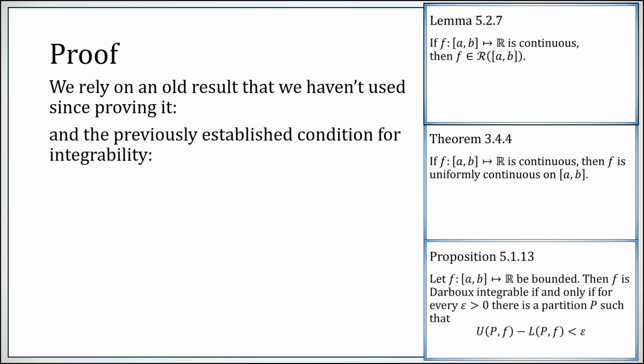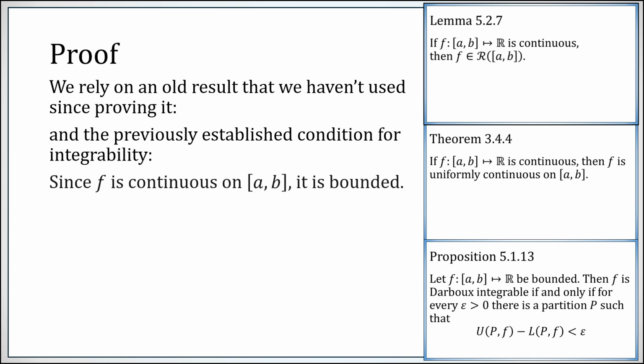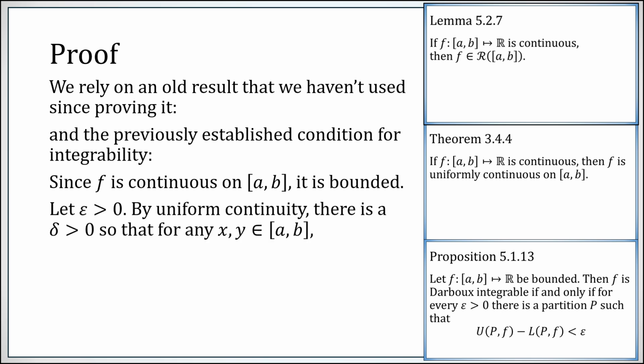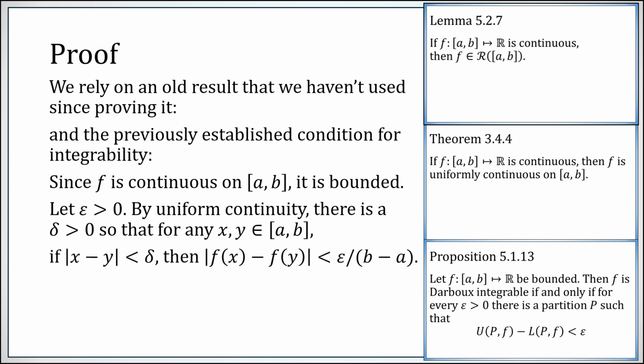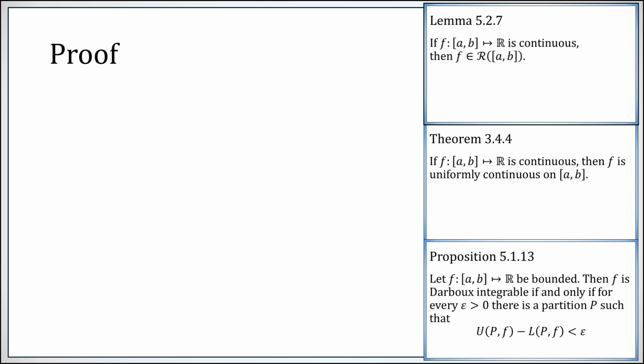Also, here is our condition for integrability. Can we find a partition whose upper and lower sums differ by an arbitrarily small amount? Now, since f is continuous on an interval including its endpoints, it has a maximum and a minimum. In other words, it's bounded. Now let epsilon be arbitrary and positive. By uniform continuity, there must be a fixed positive delta so that for any x and y in the domain, if x and y are less than delta far apart, then f of x and f of y are less than epsilon over b minus a far apart.